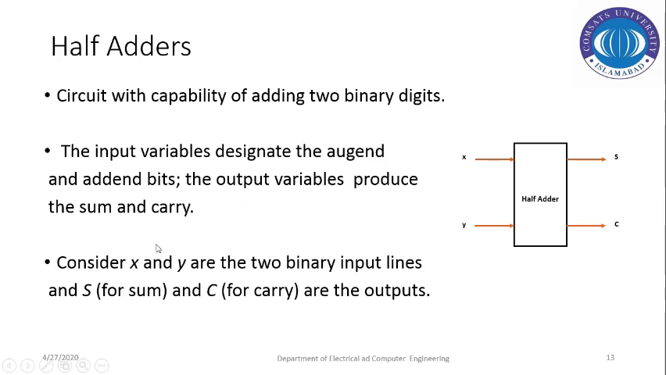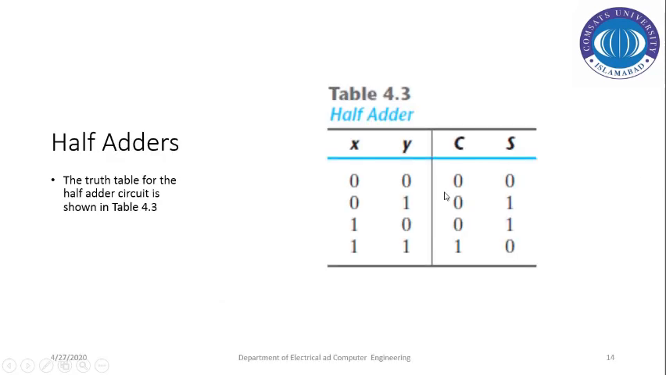So consider X and Y as the two binary input lines, and S, representing sum, and C, representing carry, are the outputs. These are represented in this block diagram. X and Y are your inputs, and S and C are the outputs of the system.